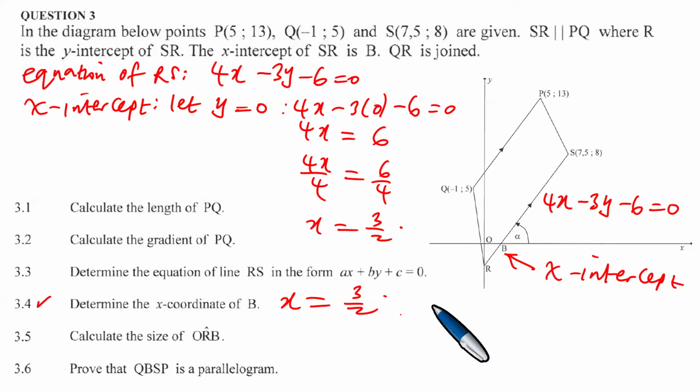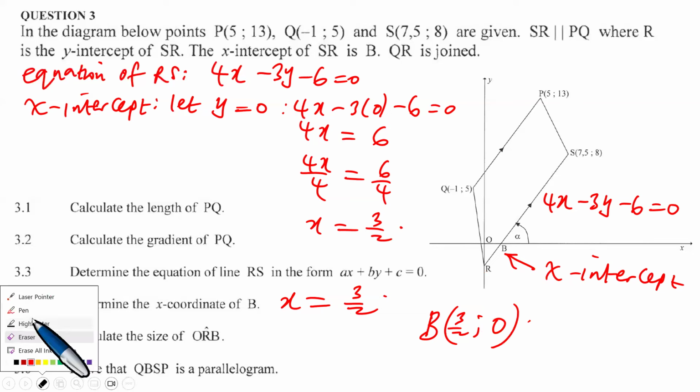And obviously this is the x-intercept, and we could certainly say the coordinates of B are: the x component is 3 over 2, and the y component becomes 0 there. So we have exactly these.